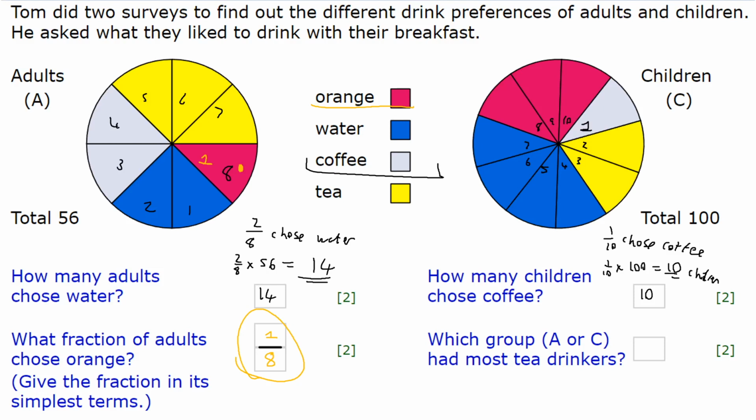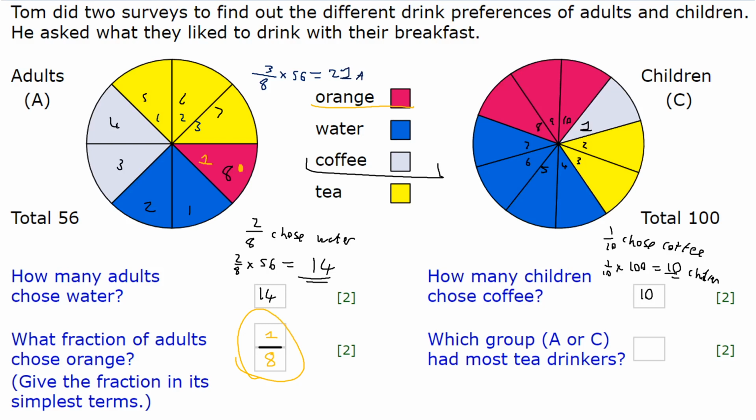Which group has more tea drinkers, the adults or the children? Well, let's take a look. For this one, we're told that 3/8 of adults drink tea, okay, with their breakfast. That is the same as, if we times 3/8 by 56, we get a total of 21 adults, okay?